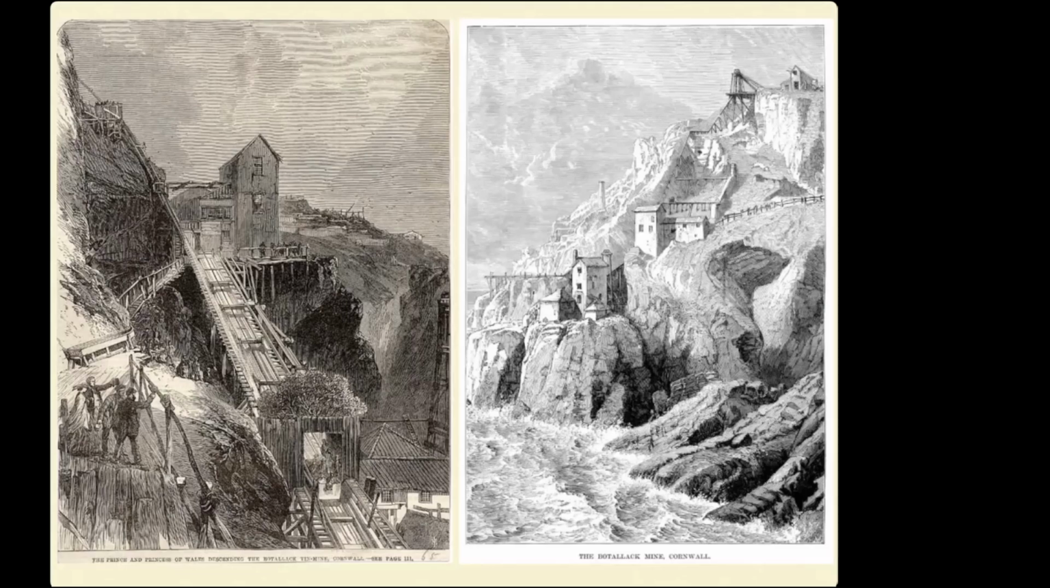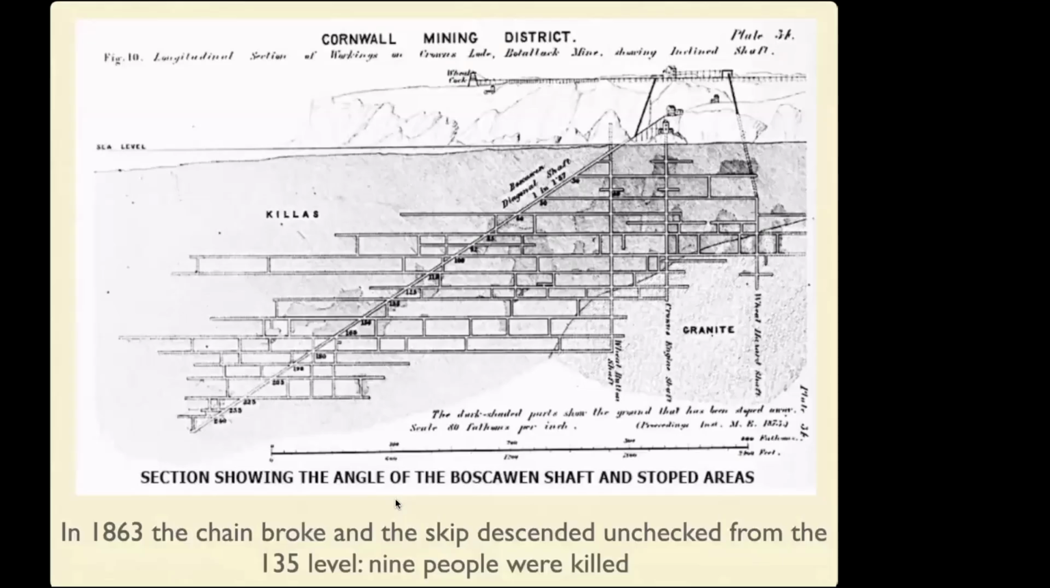And this is the Prince and Princess of Wales descending the Botallack tin mine, Cornwall, and everybody waving and being happy about it. And this is what it looked like. So here we are up at the surface. That's that top one. That's the vertical shaft coming down there, and they basically went down, what was it, 450 meters below sea level.